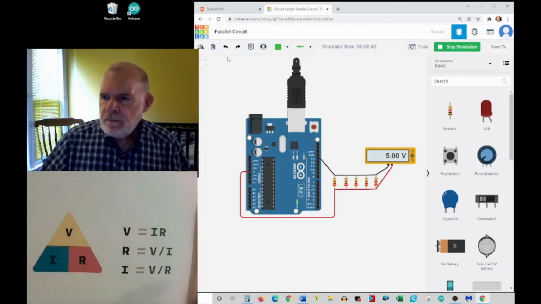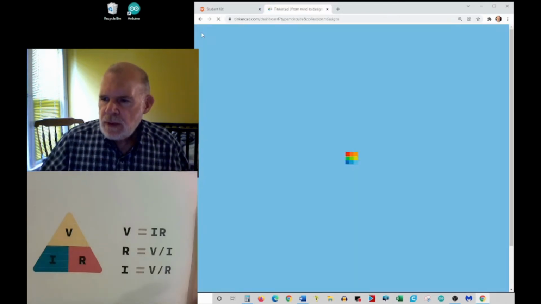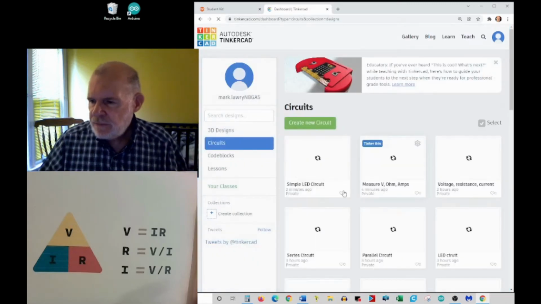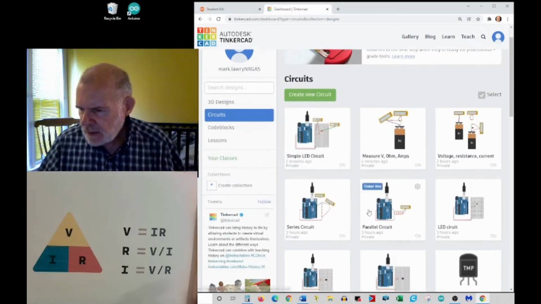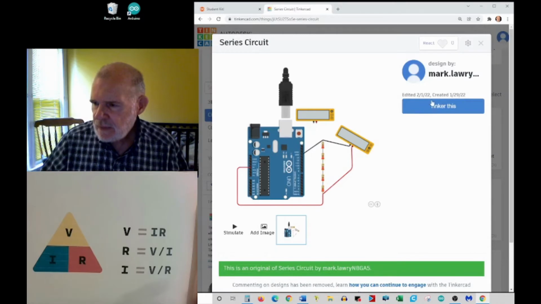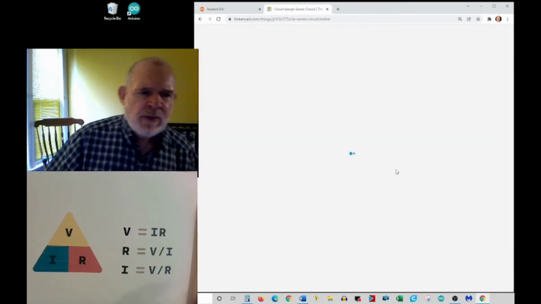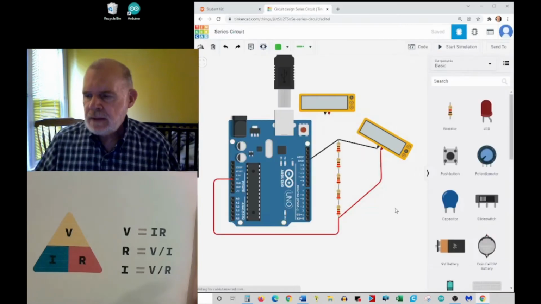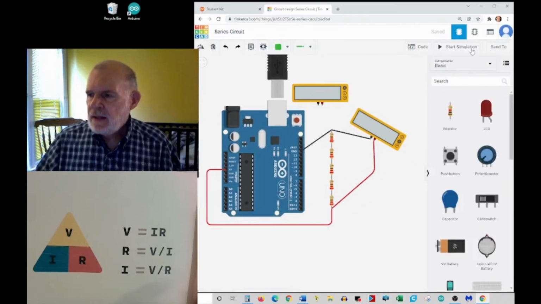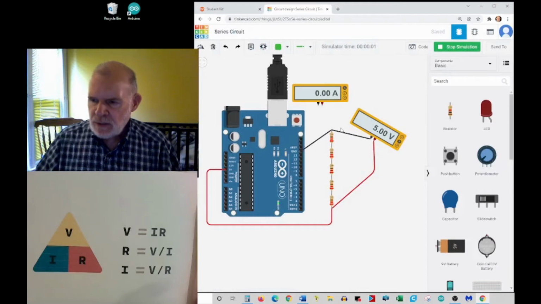So I'll just show you another one. I created a very similar circuit as a series circuit. So here's the same circuit with the 5 resistors in a line. And if I simulate this, there's 5 volts from here to here.